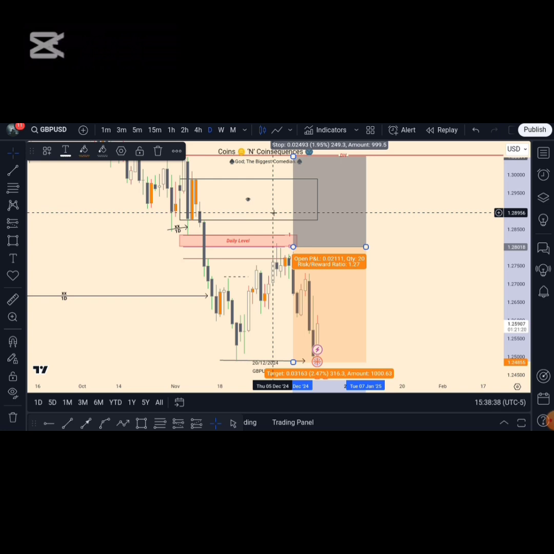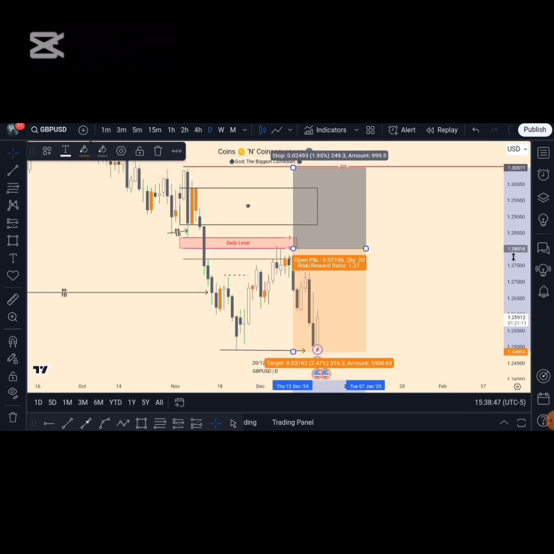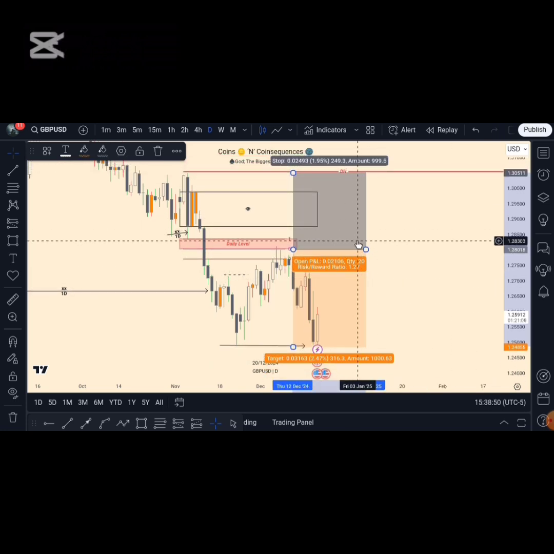And we all know that capital preservation is the key. So we want to protect our capital. So we can't take this trade. This is 1.27 RRR. This is not ideal. It's not advisable. It's not financial advice. So what do you do? This is what you do.